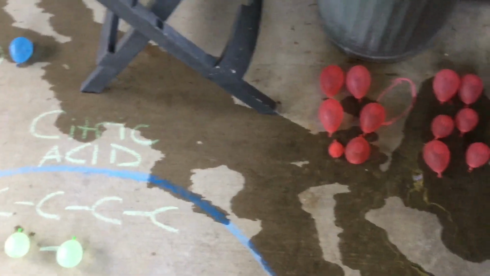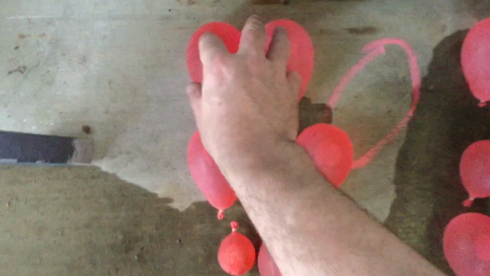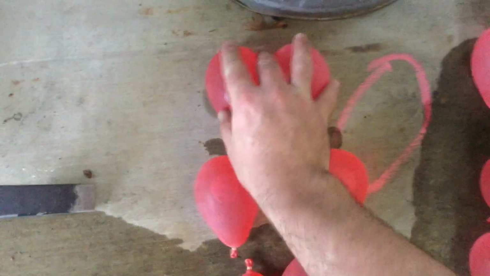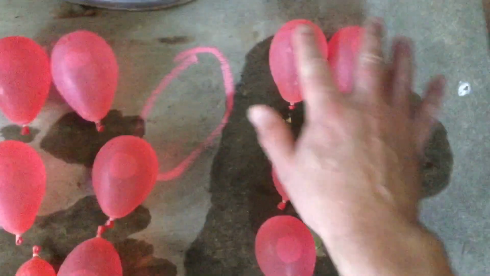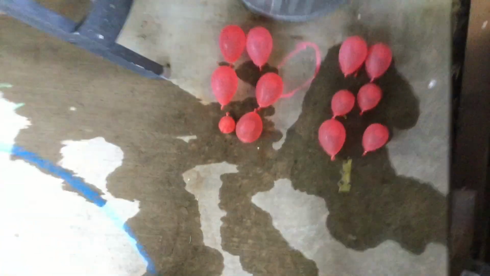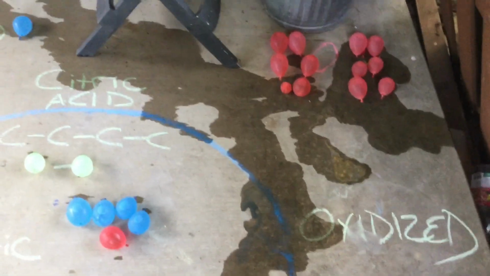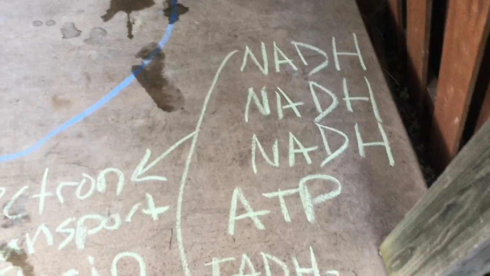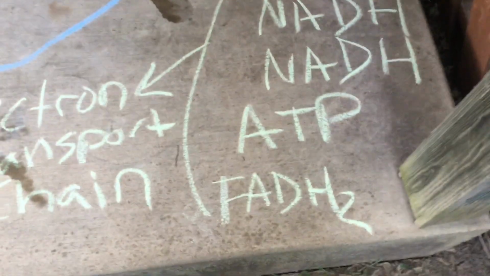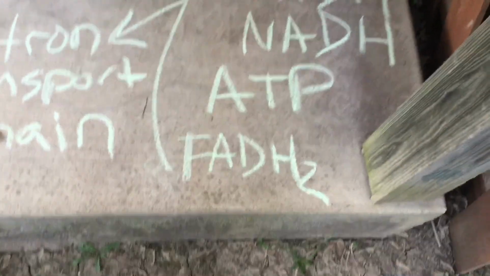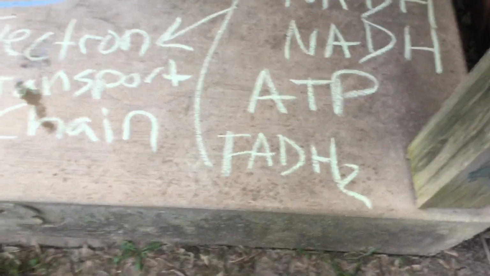So these 6 O2 molecules, and O2 is 2 oxygen atoms, so 1, 2, 3, 4, 5, 6. We have 6 O2 molecules, and what these are going to do is combine, and we're going to make some more CO2, and we're going to make some water. So the citric acid then gets oxidized, and this process of oxidation creates 3 more NADHs, 1 ATP, and 1 FADH2.